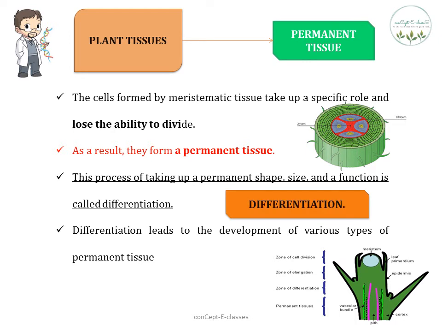What is differentiation? It is a process by which the cells of the meristematic tissue change themselves into permanent tissue by taking up a permanent shape, size and a function. Okay, and this differentiation leads to the development of various types of permanent tissue. So that's what we are going to see in the next slides.